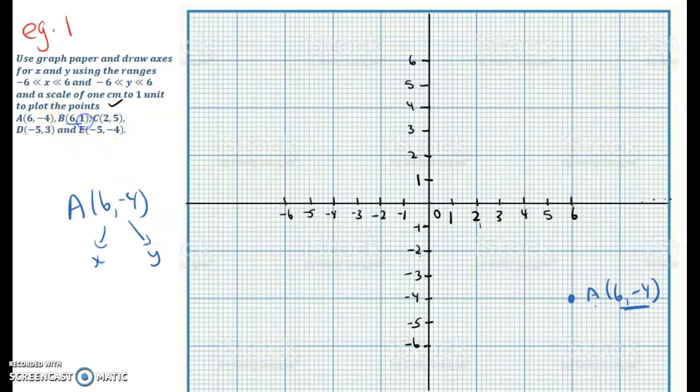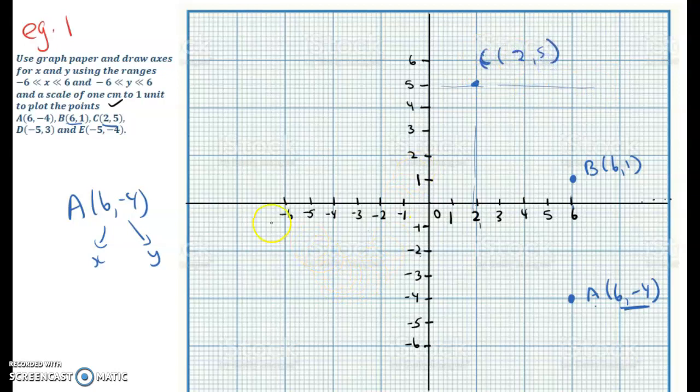B now is 6, 1. So that's 6 again on the x and 1 on the y. So 6 on the x and 1 on the y would be here. So that would be B, which is 6, 1. And now we repeat the process. C is 2, 5. So that's 2 on the x, 5 on the y. So that's here. 2 on the x is this whole line, 5 on the y is this whole line. So where they meet would be here. So that's C, 2, 5.